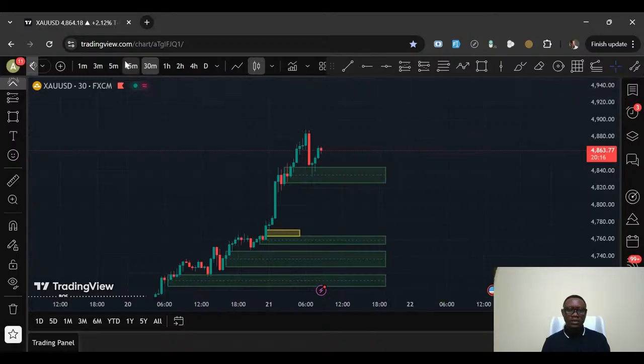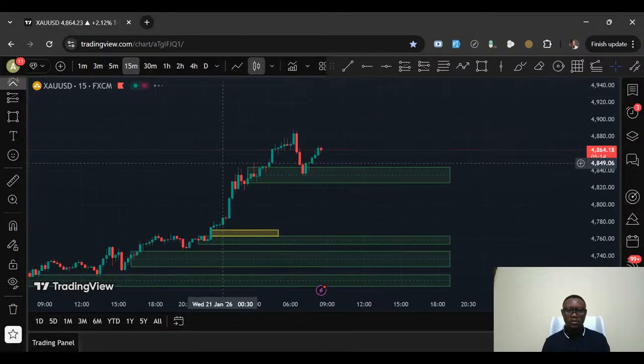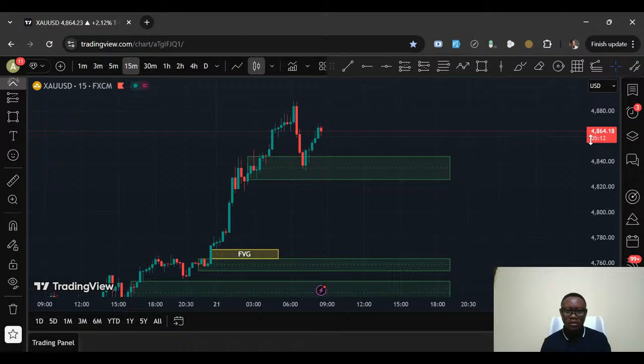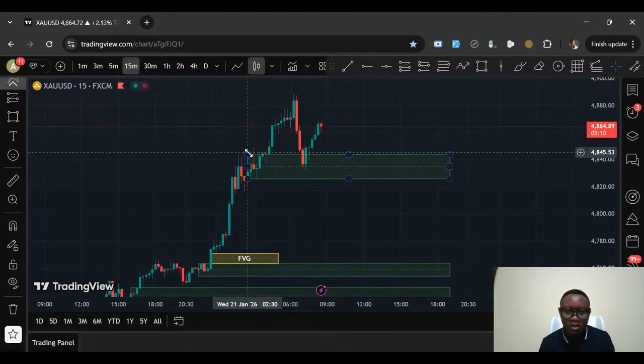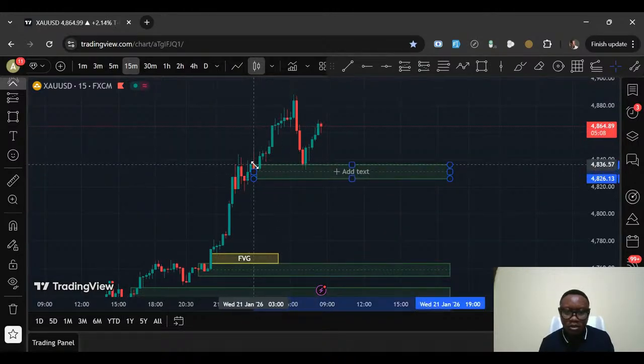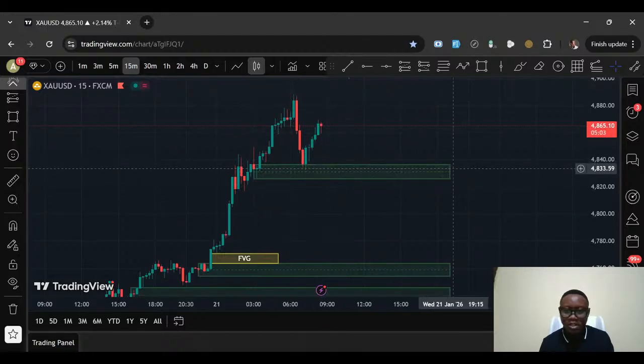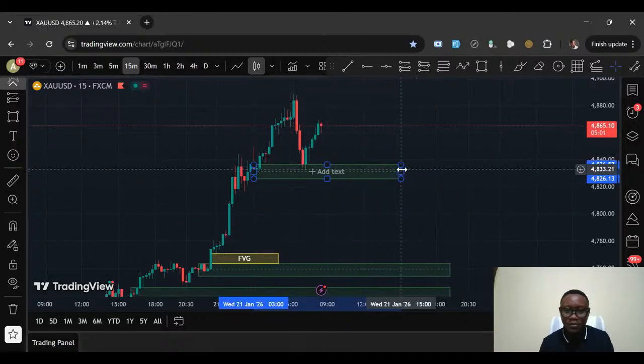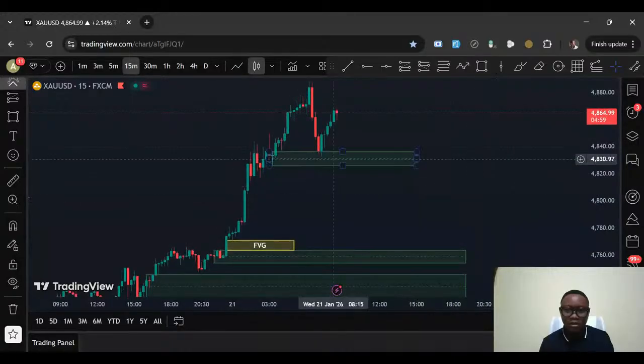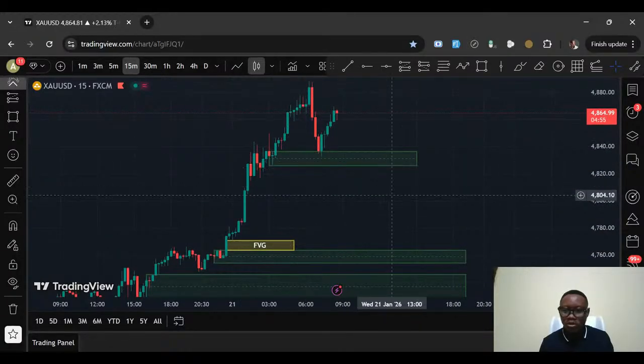Okay, and on the 15 minutes, let's see what we have there. So on the 15 minutes, you can see, drill down further to this. This is our order block zone. Price has already mitigated this order block zone on the 15-minute time frame. Okay, we missed it.